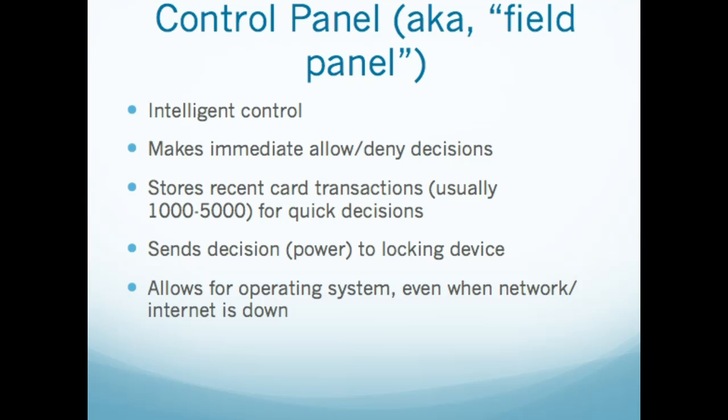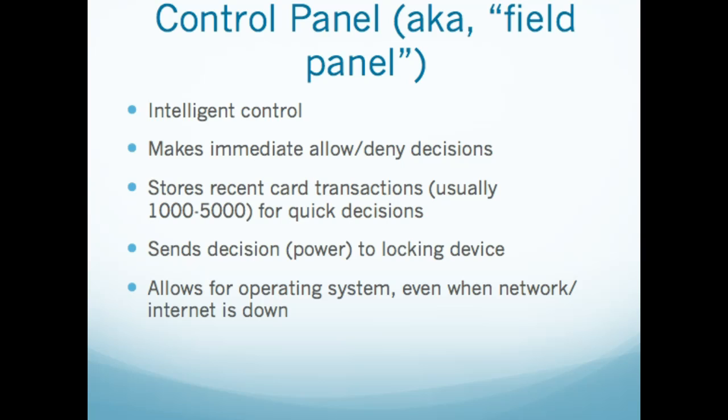With the field panel, if a field panel goes bad, only those doors connected to that panel may give you trouble. The rest of it will still work. So it's really an intermediate decision-making center that holds all the information that protects you from the vulnerability of your entire system shutting down. It sends the decision, the power, if you will, to the locking device. But the most important part of a field panel really is it's where the decisions are made.